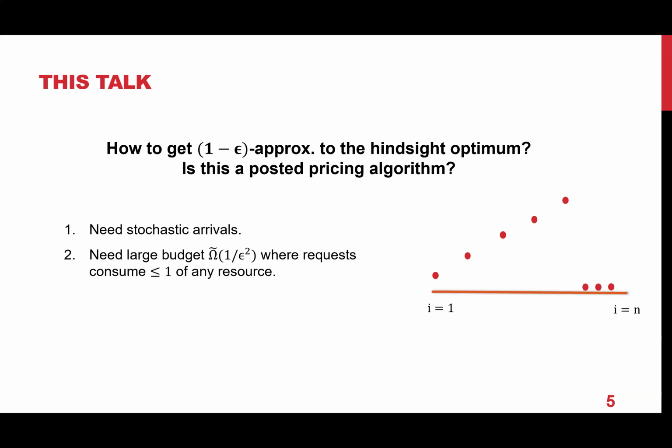The other assumption is that we'll need budgets to be large. This is what I meant. Large budget would roughly mean that each resource has at least roughly 1 over epsilon squared copies.